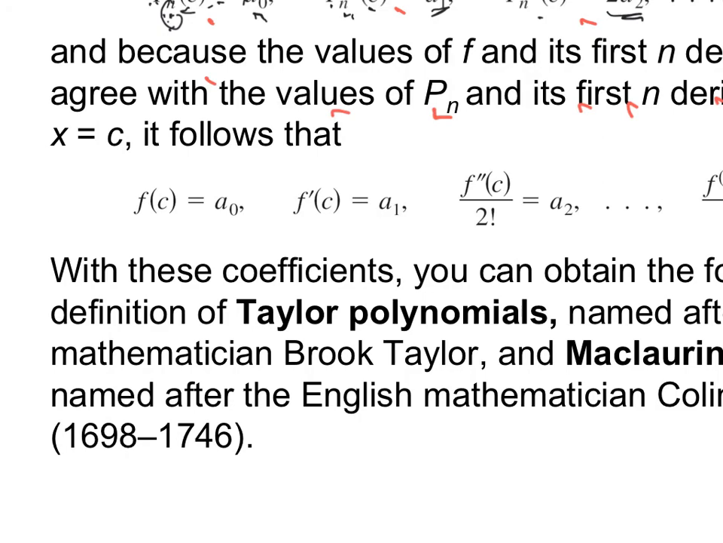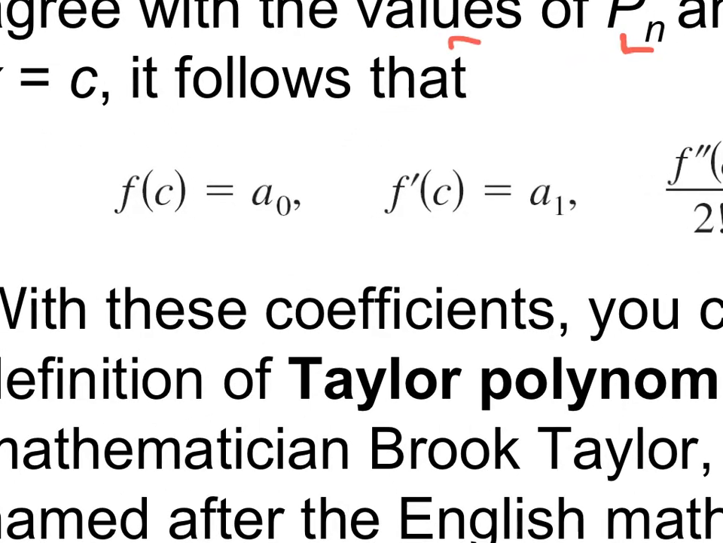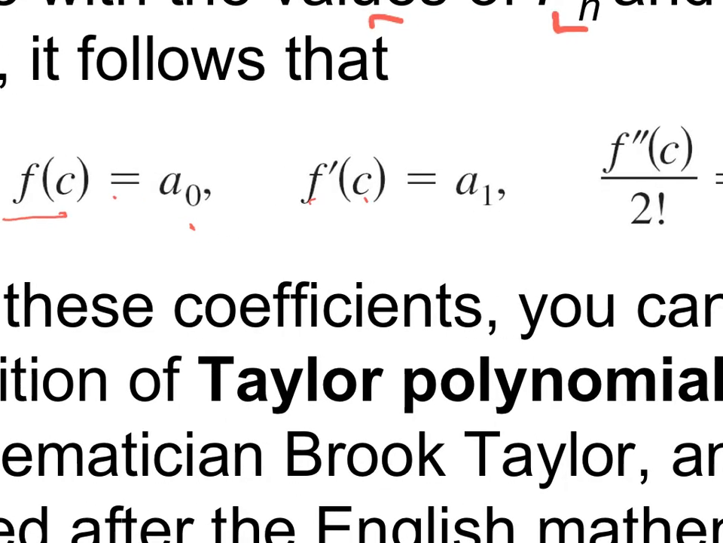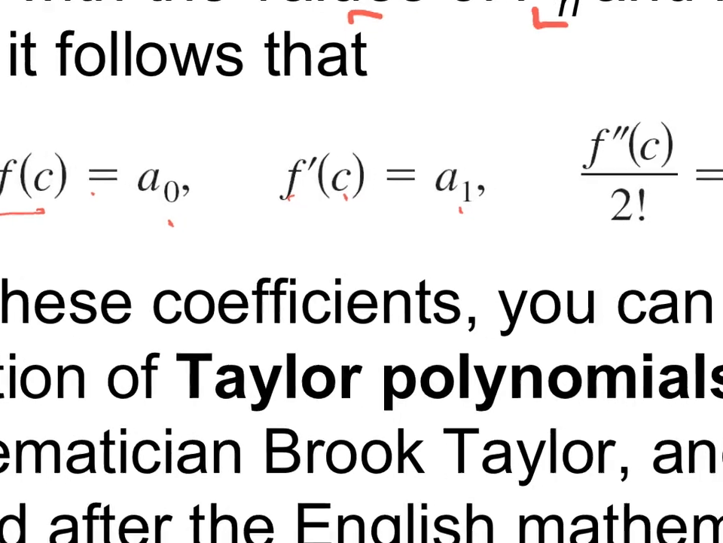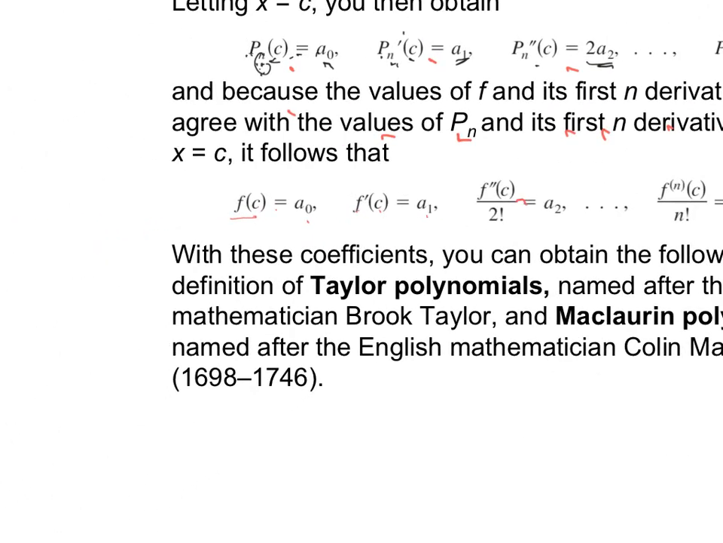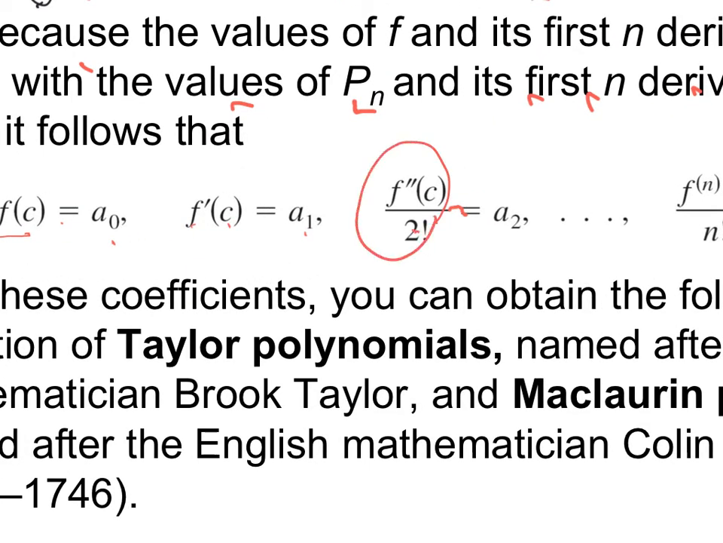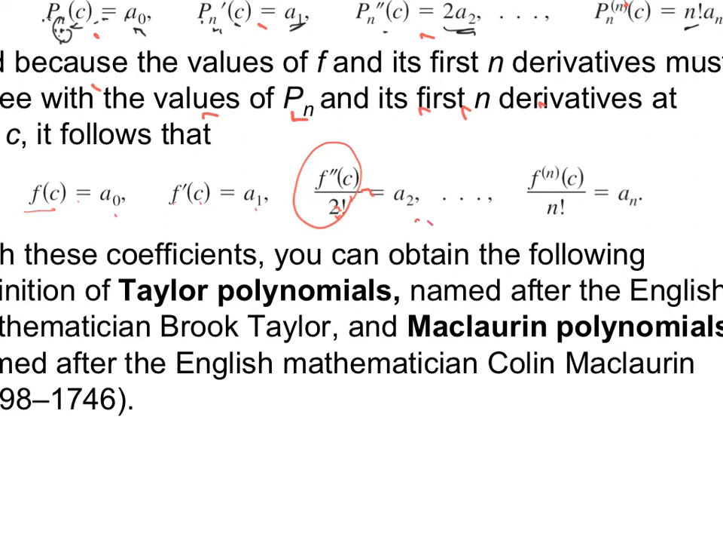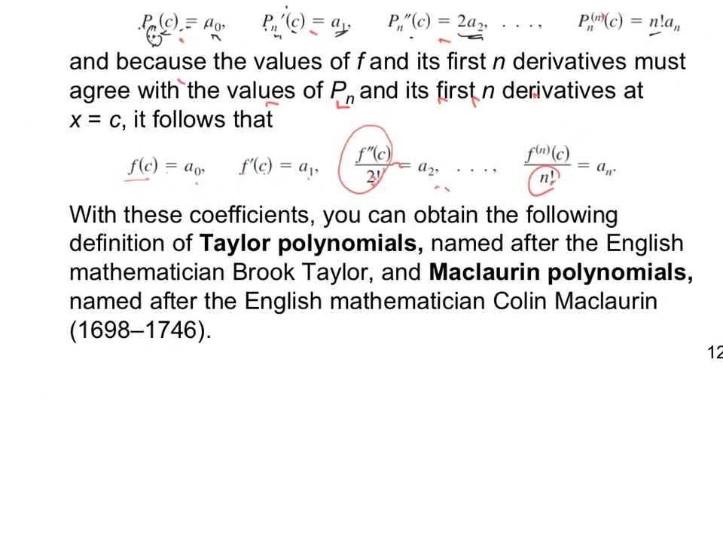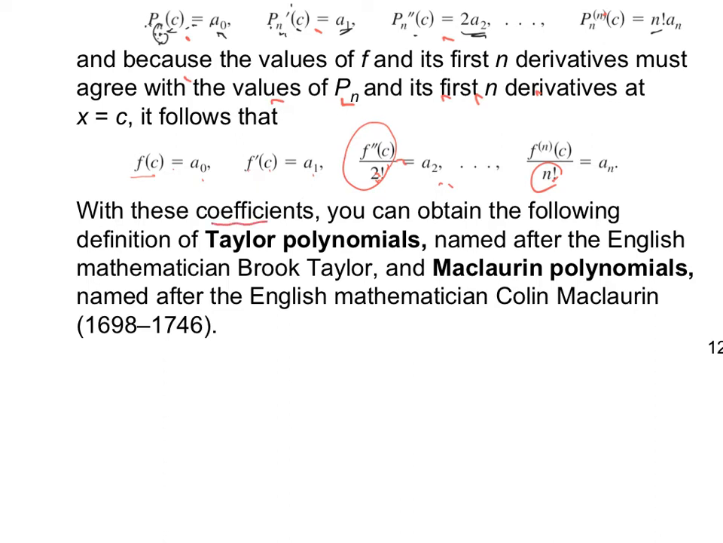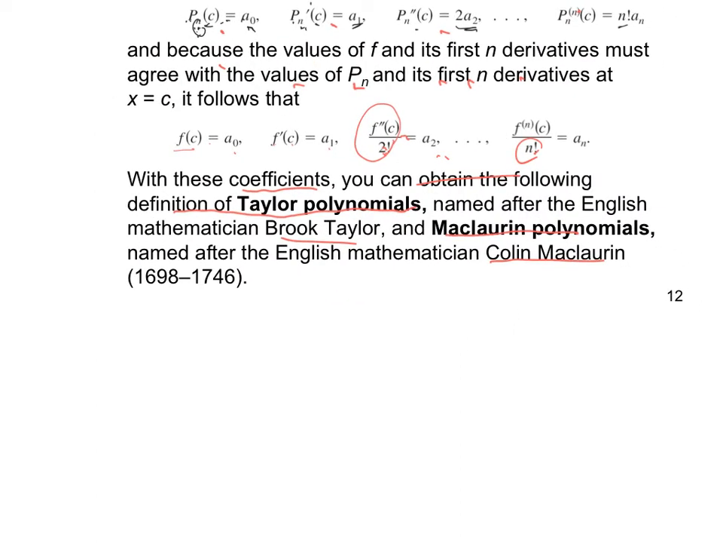It follows that f of c, your function, like e to the x, will equal a sub 0. And f prime of c will equal a sub 1. Your second derivative, though, your constant has to be divided by 2 factorial. And you're going to see this happening in a minute. And it goes on until you are dividing by whatever factorial it has. He makes it sound like this is so obvious, but it's not always that obvious. With these coefficients, you can obtain the following definition of Taylor polynomials, named after Brook Taylor. And Maclaurin polynomials are named after Colin Maclaurin. So how are we going to use this knowledge?